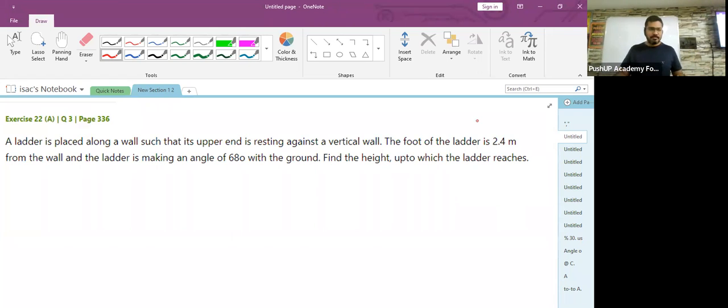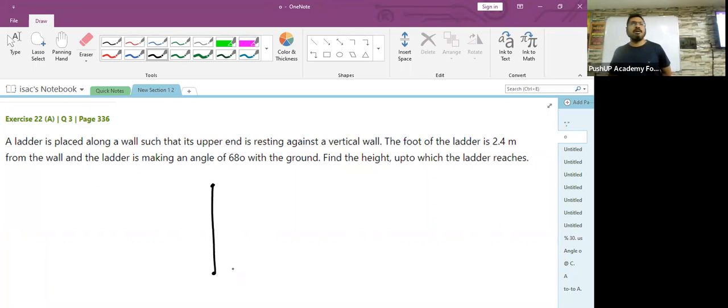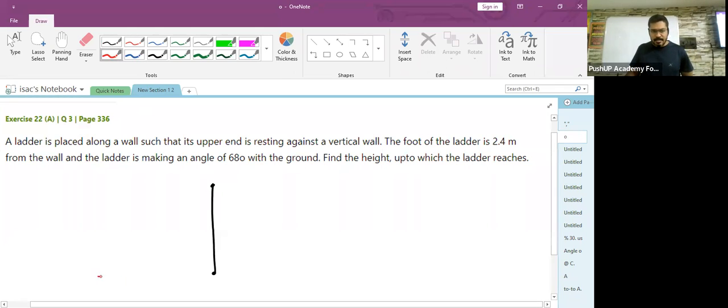See this, children? A ladder is placed along a wall. You know that a wall always stands vertical to the ground surface. Does that make sense? A wall always stands vertical to the ground surface, isn't it? Imagine this is your ground surface.